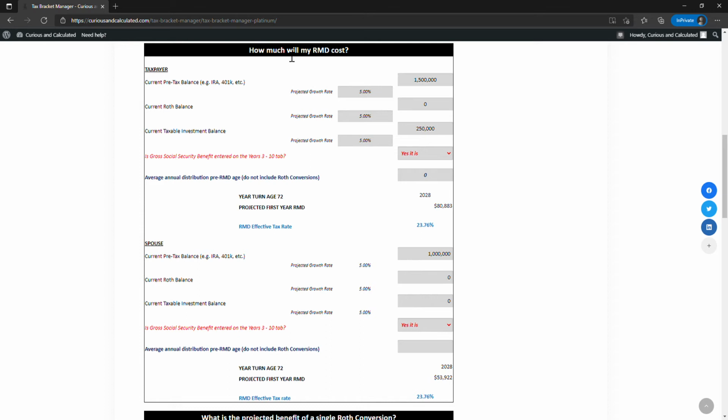So you need to create your benchmark. So step one of the benchmark might be to calculate your RMD effective tax rate. To say, hey, I have to pay tax on this IRA distribution in the future. The projected cost of that RMD is 23.76 in this example. Maybe I want to convert to a Roth IRA at a lower tax rate now, so I avoid paying that higher rate later on all of those dollars.